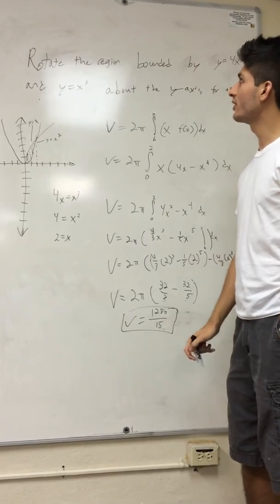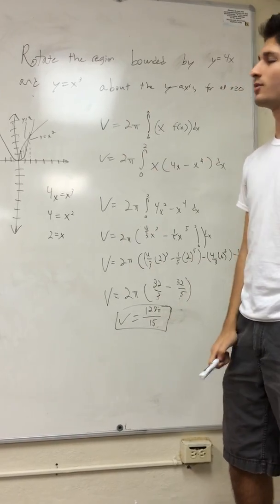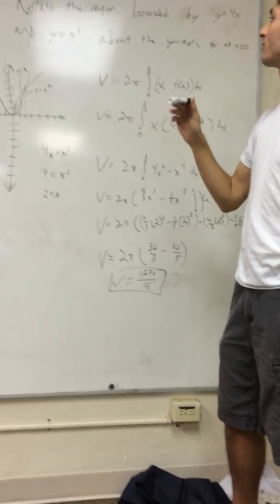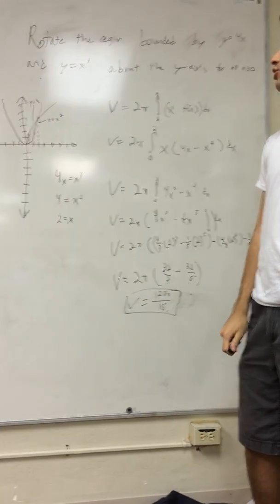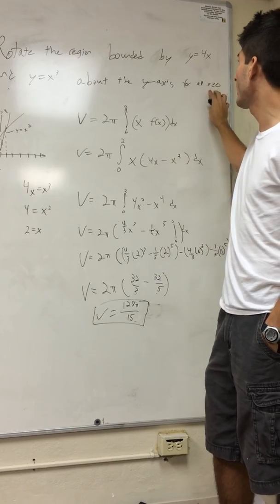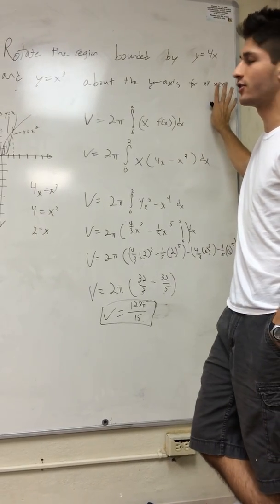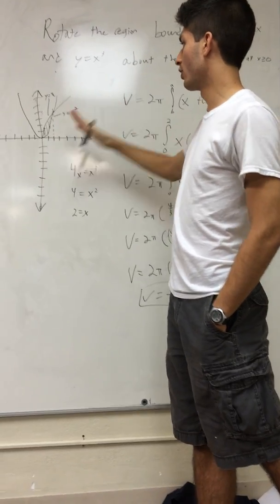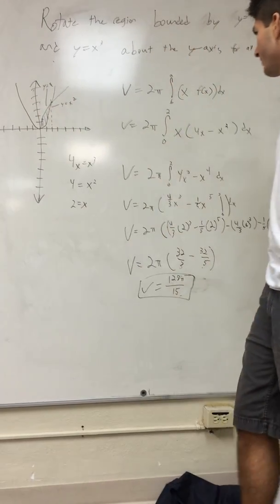Hey guys, I'm going to walk you through this volumes of revolution problem. Our question is: rotate the region bounded by y equals 4x and y equals x cubed about the y-axis for all x values larger than 0, which is basically saying all x values to the right of the y-axis.